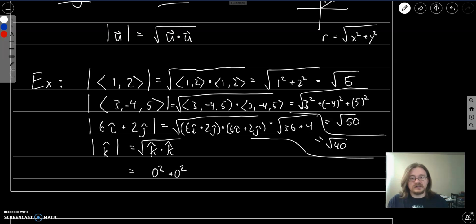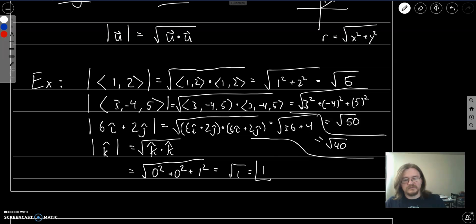That's 0. What's the length in the z direction? That's 1. k is only 1 in the z direction and nothing in the other directions. So this is going to be the square root of 0 plus 0 plus 1, and that's just 1. One nice thing is that this is always true for any of the standard vectors.